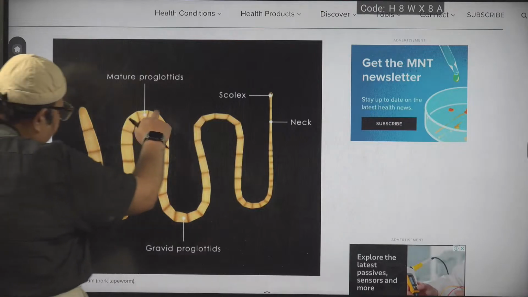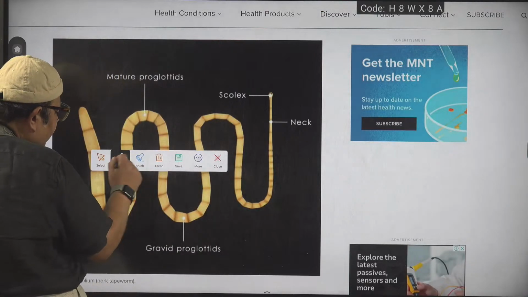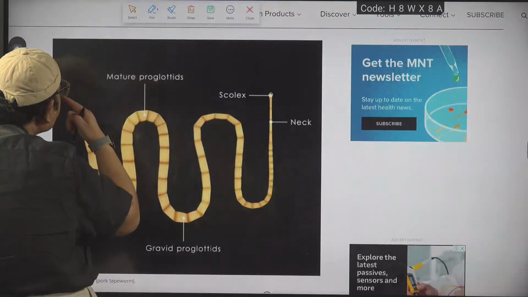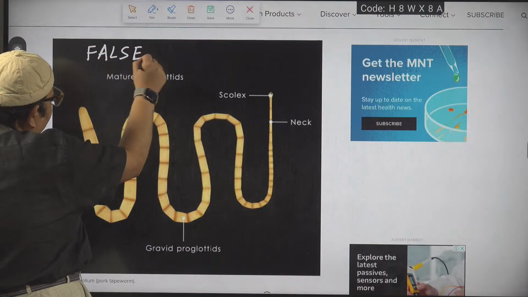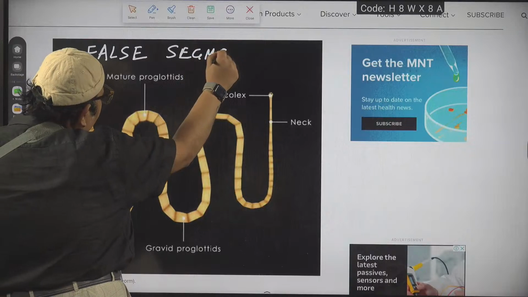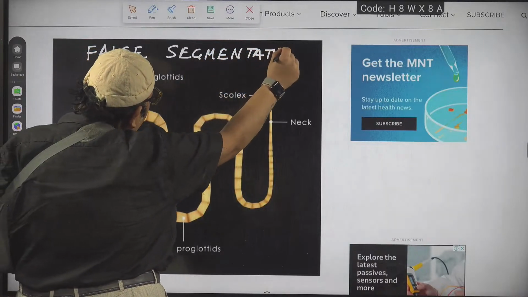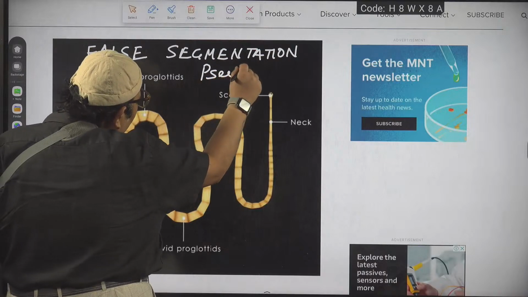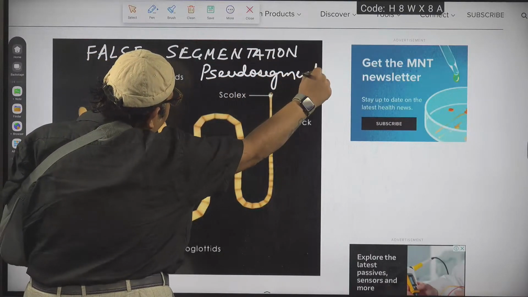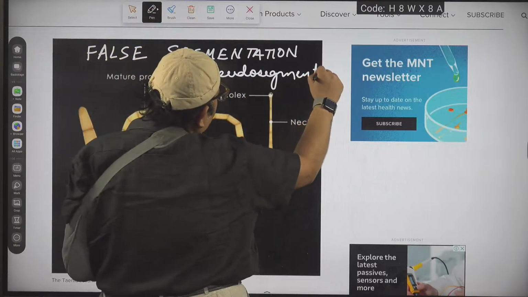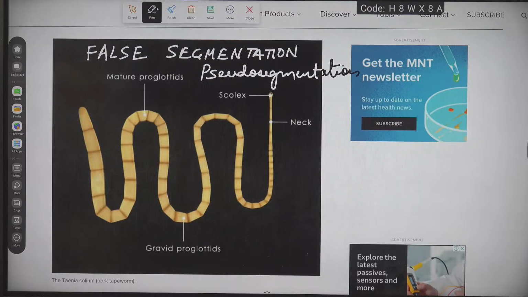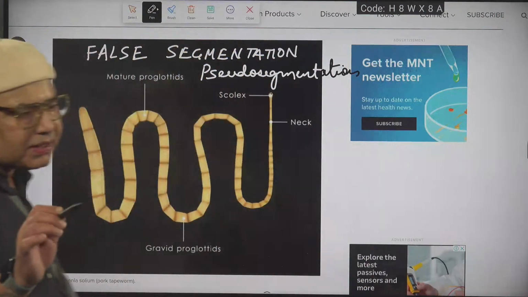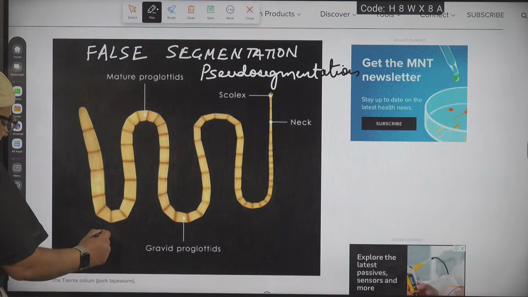Now, these segmentations are only external. Internally, there is no segmentation. So this is a false segmentation, or I can call it pseudo segmentation. Pseudo means false. Is the point clear to everyone? No, this is not an aschelminth. It is a platyhelminth.